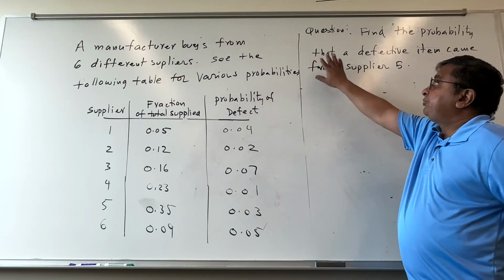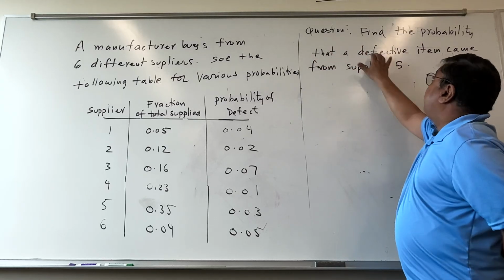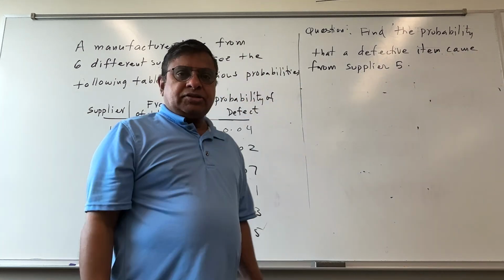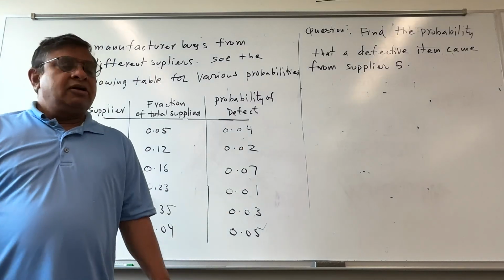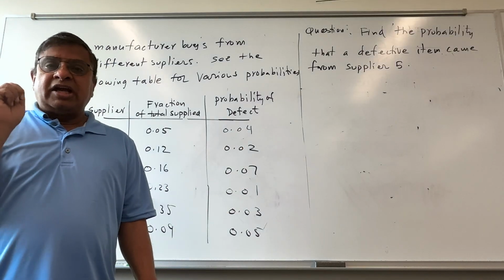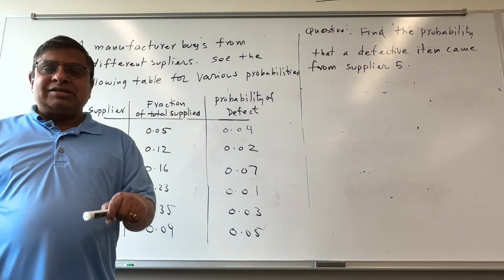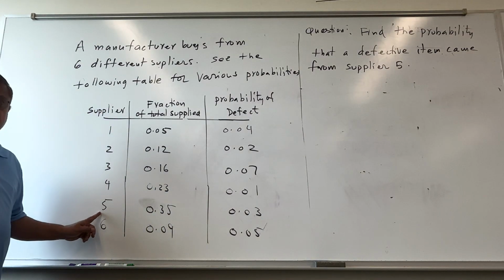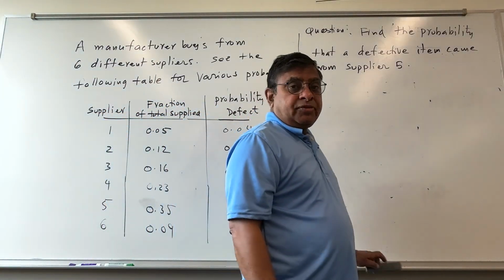Now the question. The question is, find the probability that a defective item came from supplier 5. So this manufacturer, once he receives all the supplies for a given period, picks one of them, a defective one. Now they're asking, what are the chances that this defective item came from supplier 5? That's the question we have to answer. To answer this, we have to apply Bayes' theorem.